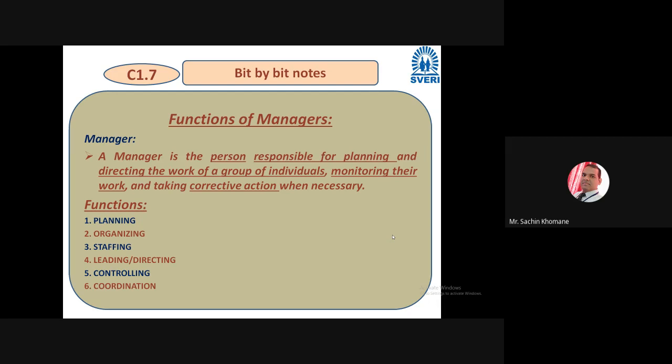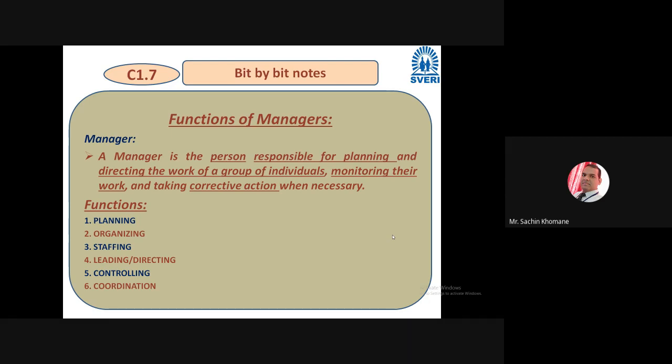Before proceeding to understand the functions of a manager, let us understand the meaning of manager. I am telling you that you are the manager, but what is the actual meaning of manager? Let us discuss. Friends, a manager is a person, right? There should not be any doubt. Sometimes nowadays there are robots working as managers, so that may be the exception. But normally, a manager is a person responsible for planning and directing.